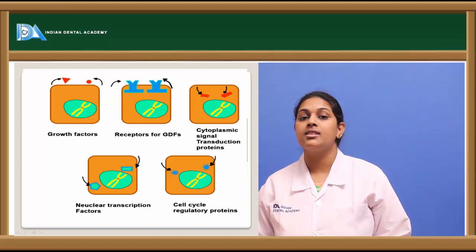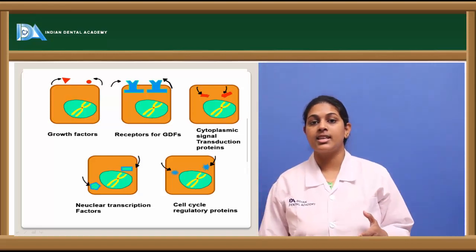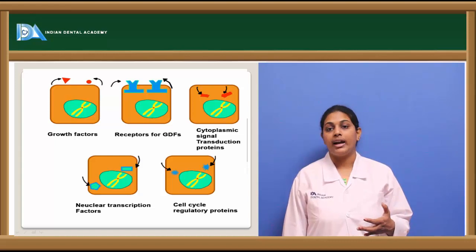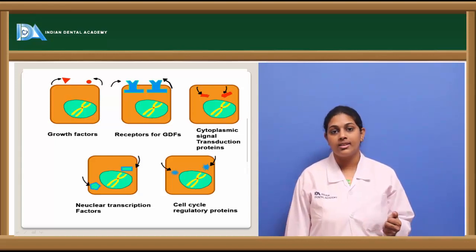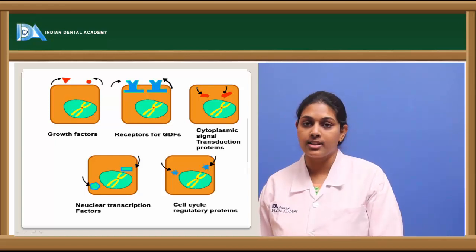Coming to RET, this is the rearrangement during transfection. This has been observed in certain tumors, which causes rearrangement during transfection, and it has been observed in certain carcinomas of the thyroid. So this gives an illustration of mutations in the growth factor receptors.